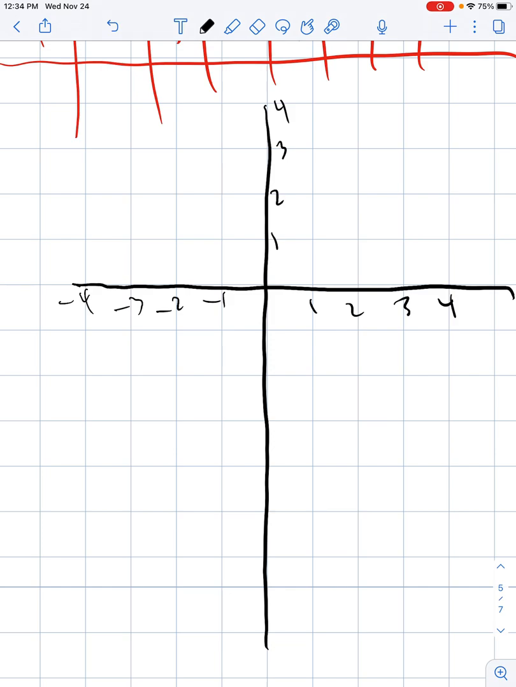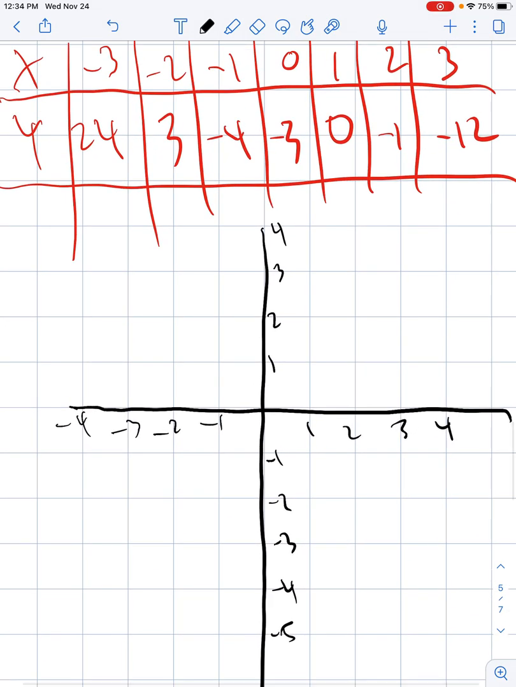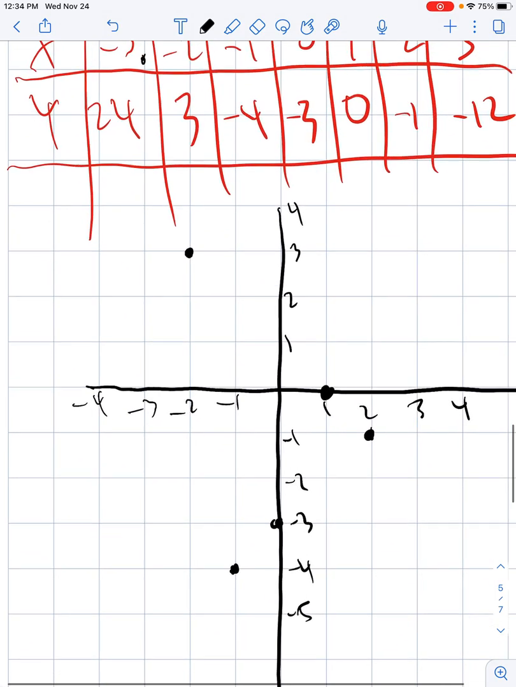It's good to get at least a few of the numbers in so that I can see the scale that you're using. When x was -3, y was 24. That's going to be all the way up here. When x was -2, y was 3. I can graph that one. When x was -1, y was -4. So that's going to be down here. When x is 0, y is -3. When x is 1, y is 0. That's a 0. Super important. When x is 2, y is -1. And when x is 3, y is -12, which would be all the way down here.